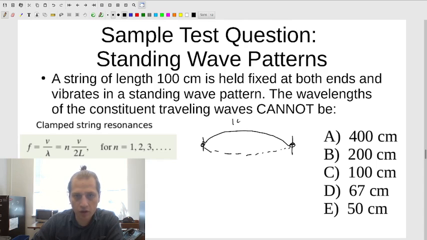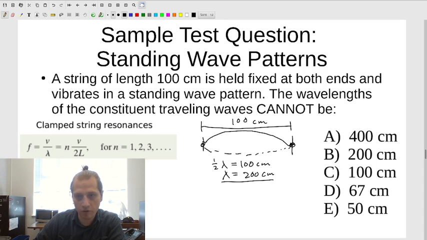So if this is 100 centimeters in length, this is 1/2 of a full wavelength. So if 1/2 of the full wavelength for this lowest possible harmonic is equal to that full 100 centimeters, the wavelength in question would be 200 centimeters. And it turns out that's the longest wave that we could fit into this shape where we would have a node at each end. So 200 centimeters, that one's for sure okay.